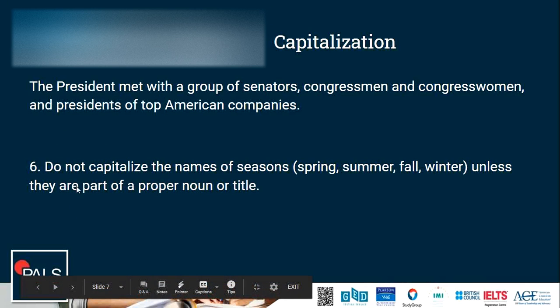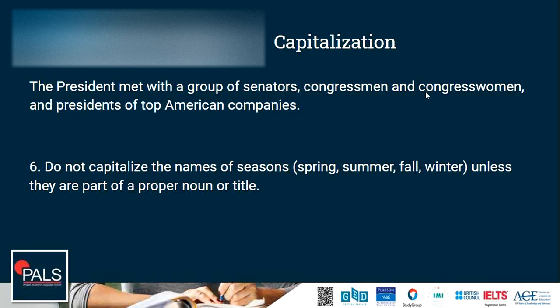Yeah, second example, the president. But we don't capitalize senator, congressman, congresswoman. American companies. Do not capitalize the names of seasons. That's it. Now, I'm sure there are a lot of other rules, but I'll stick to these very important ones for now. Then I'll make a separate screencast in detail, but this is what you should know for your test.